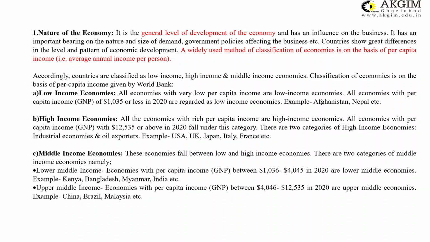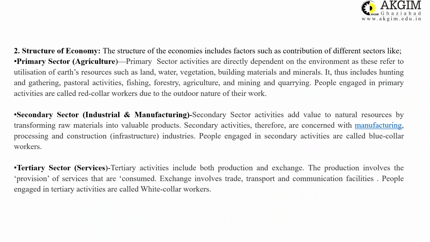So that's why the nature of the economy is the first important component that decides the economic environment of any particular country. The second important component is the structure of the economy. The structure of the economy is constituted of three important sectors: the primary sector, secondary sector, and tertiary sector. The primary sector is the sector in which the activities are directly dependent on the environment. These refer to activities with direct use of natural resources such as land, water, vegetation, building materials, and minerals.